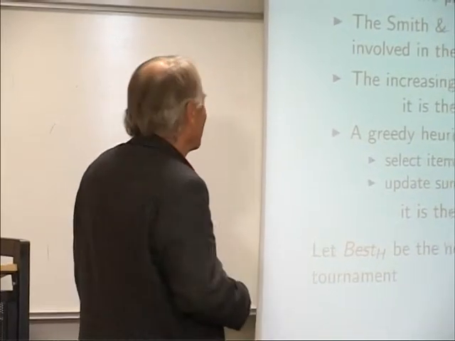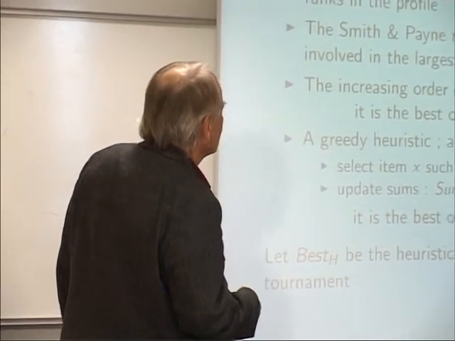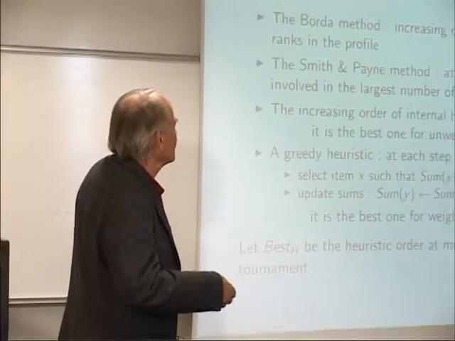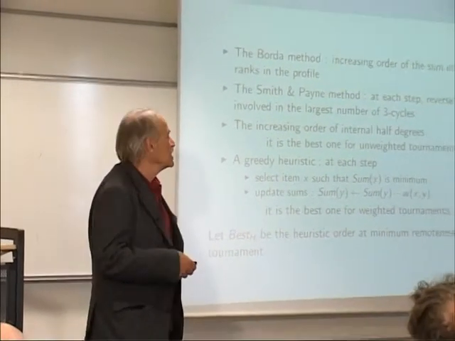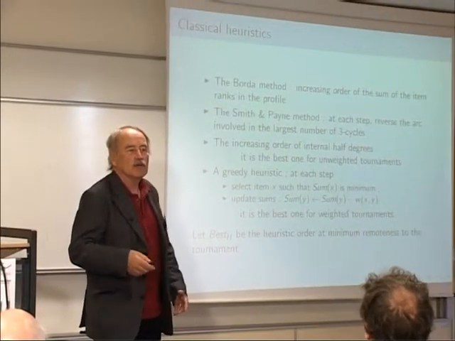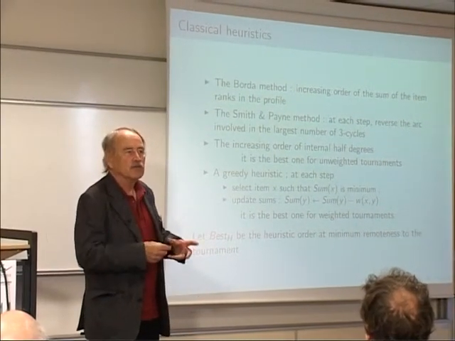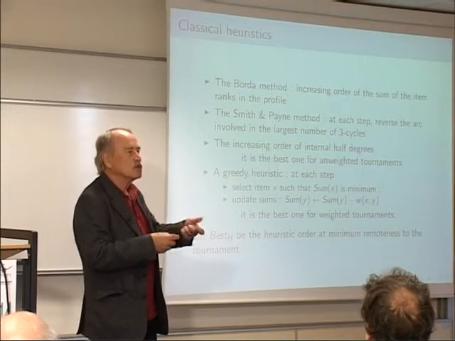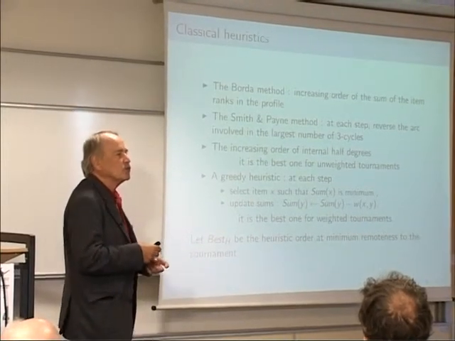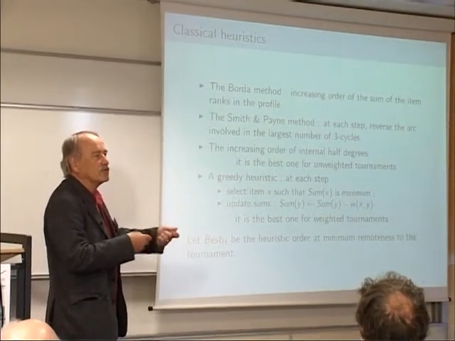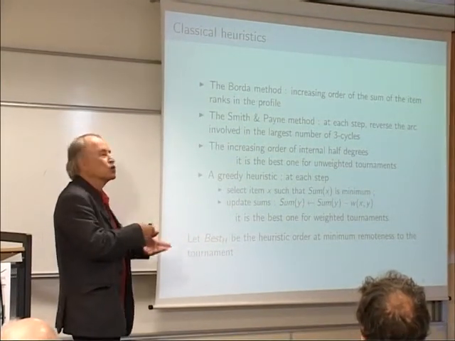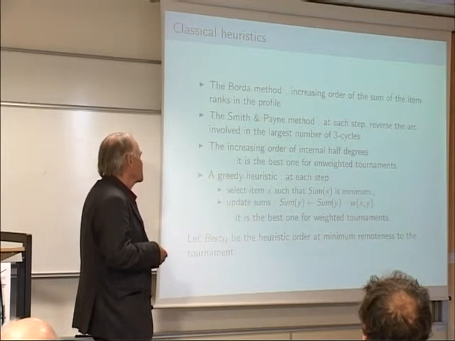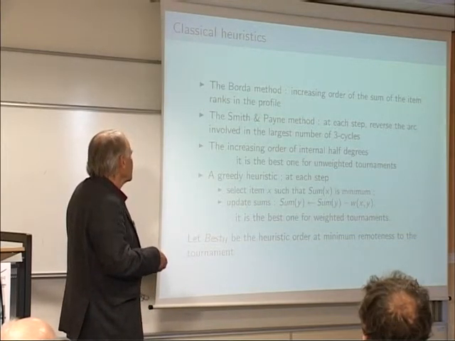You have another classical method, called Smith and Payne. At each step you reverse an arc which is involved in the largest number of 3-cycles. Because in your tournament, which is complete, you can consider only the 3-cycles, and when you have a 3-cycle, you have to reverse one of the arcs, and you choose the arc which is involved in the largest number of cycles.